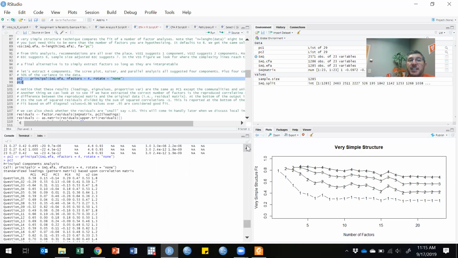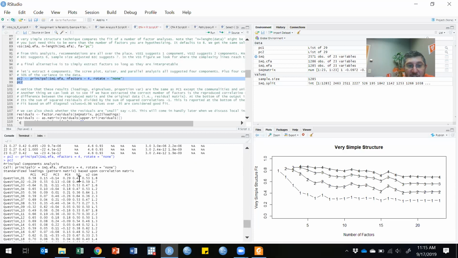So what you'll notice here is that the factor loadings, the eigenvalues, and the proportion of variance explained are all the same as the first principal component analysis we ran. The main difference is the communalities and uniqueness have changed. And that's because we're not explaining all of the variance in these data.